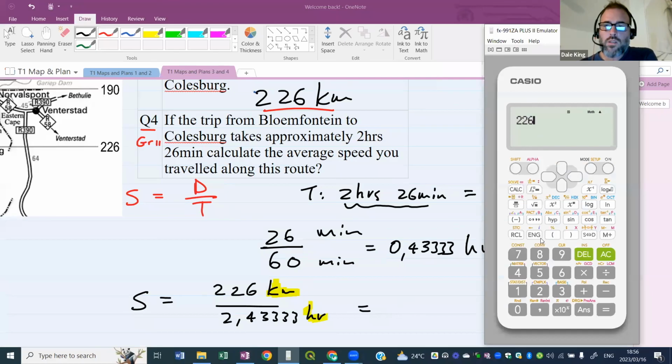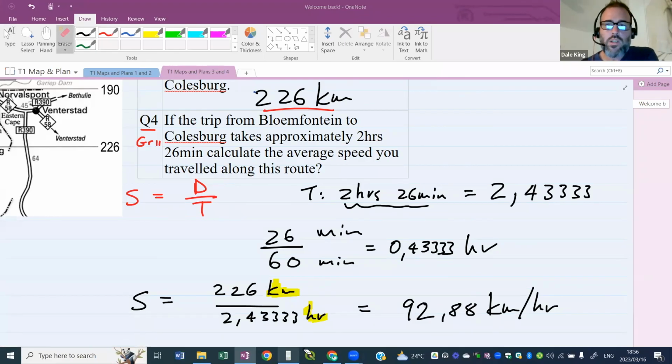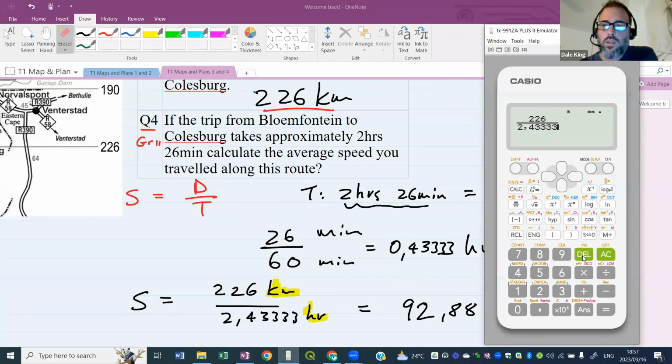Okay, so 226 divided by 2.43333 equals 92.87. The 7 becomes an 8, so 92.88 kilometers per hour. Now, what if I didn't put it in this decimal format correctly? What if my answer, I'm going to just use the calculator here. I'm going to put in what you guys put was 2.26.